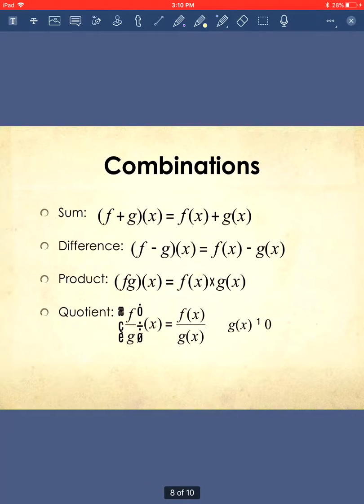Okay, so again, I don't know what this right here is. This should be written as f over g of x. So for the sum, you can write it as f plus g of x or f of x plus g of x. The difference is f minus g of x or f of x minus g of x. The product is f times g of x or f of x times g of x. And then the quotient can be written as f over g of x or f of x over g of x.